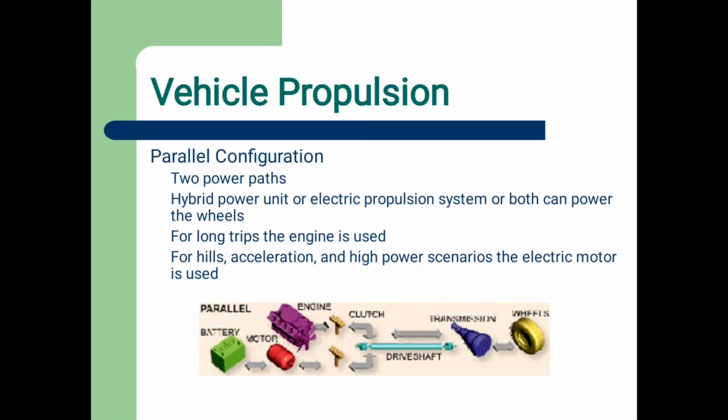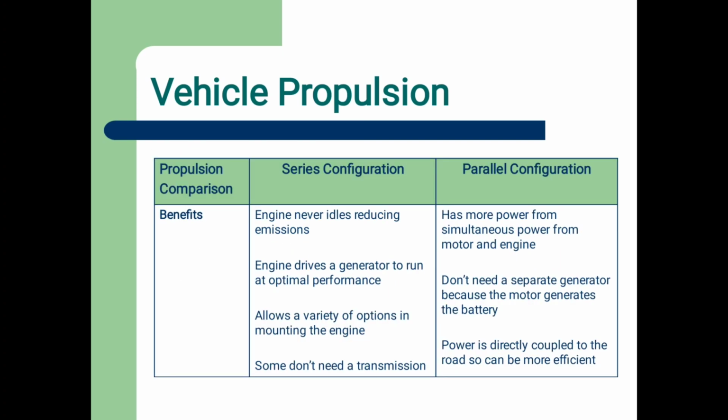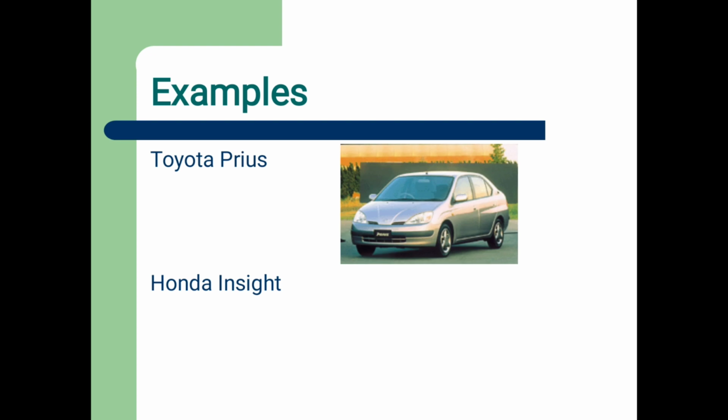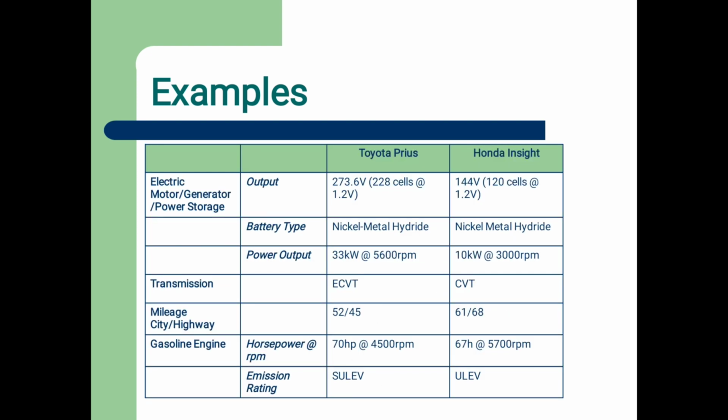Parallel configuration has two power paths. The hybrid power unit or electric propulsion system or both can power the vehicle. For long trips the engine is used. For hill acceleration and high power scenarios, the electric motor is used. Dual mode has the benefits of the series configuration and the parallel configuration. The examples are the Toyota Prius and the Honda Insight. These are the specifications.